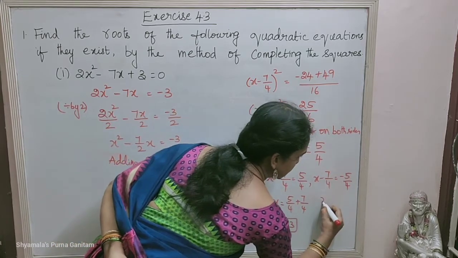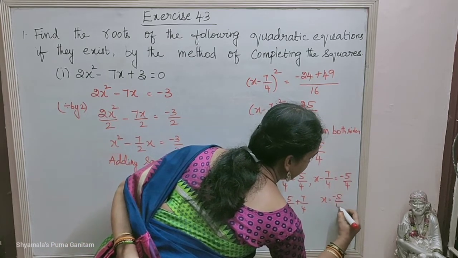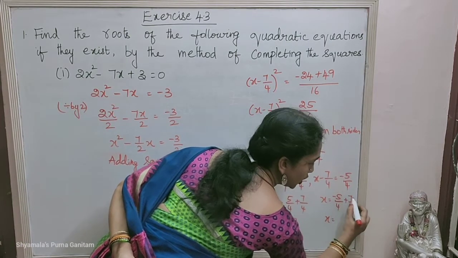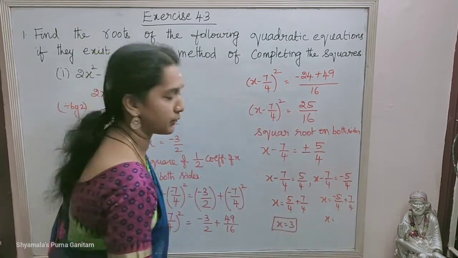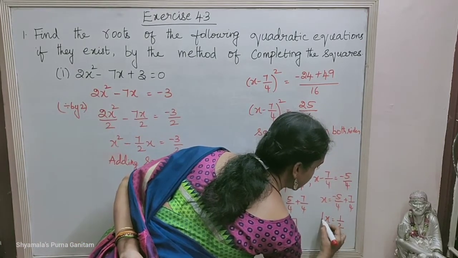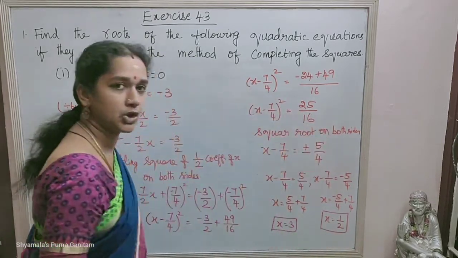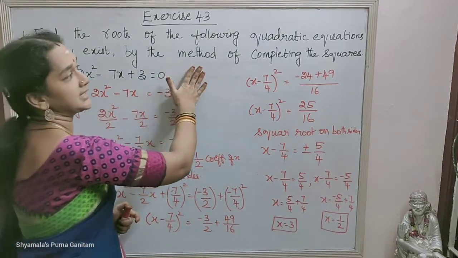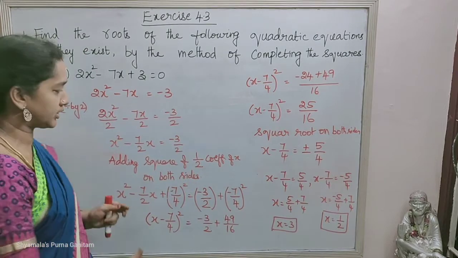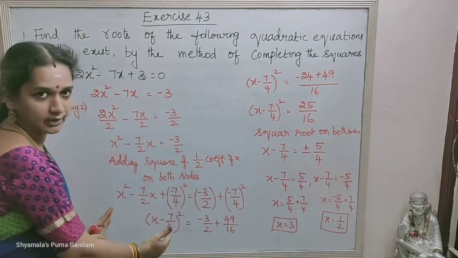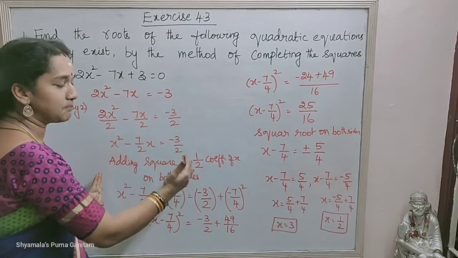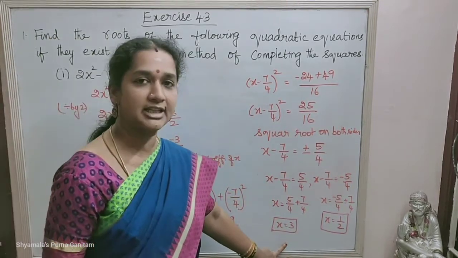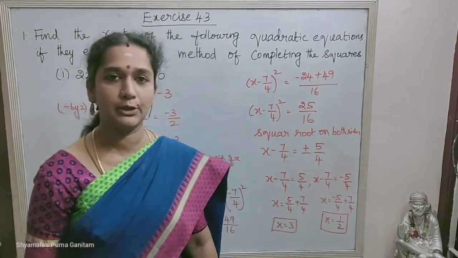And on this side, x is equal to minus 5 by 4 plus 7 by 4. So x is equal to 2 by 4 you will get. So 2 by 4 is 1 by 2. So these are the two values of x. This is the method of completing the square. You are making the given expression a complete square and then finding the value for x. So for this sum, the x values are 3 and 1 by 2.